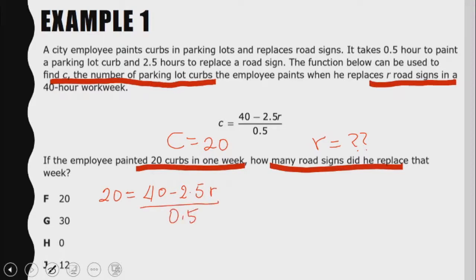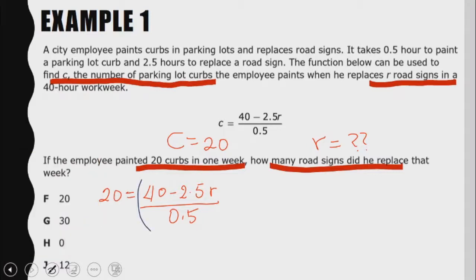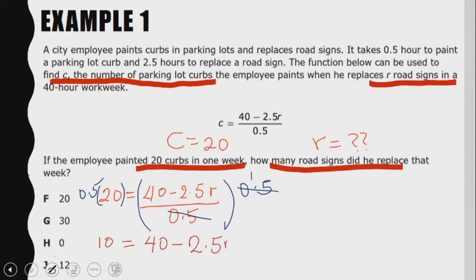What we want to do is to multiply both sides of this equation by 0.5 because we want to remove the fraction on the right. So you are going to multiply both sides by 0.5. So 0.5 goes in 0.5 one time. So that gives us 10 equals, so this reduces to 40 minus 2.5 R.